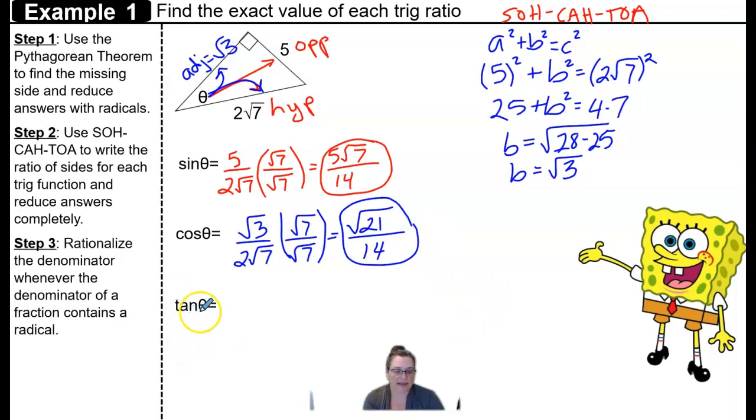Then the tangent of theta, that's TOA. Tangent is the ratio of the opposite over the adjacent. Our opposite side is 5, and the adjacent side is square root of 3. So 5 over square root of 3, and we're going to rationalize that denominator by multiplying by the square root of 3 over the square root of 3, and that reduces to 5 square root of 3 divided by 3. And that would be the tangent of theta.